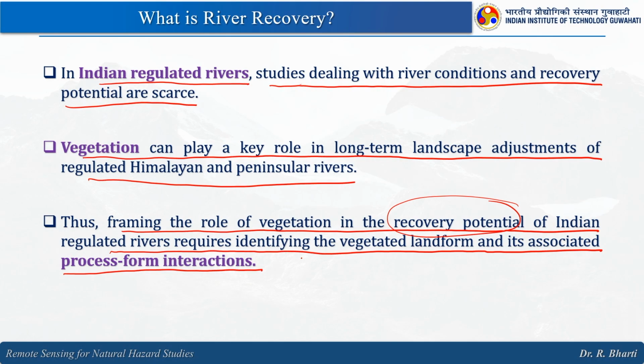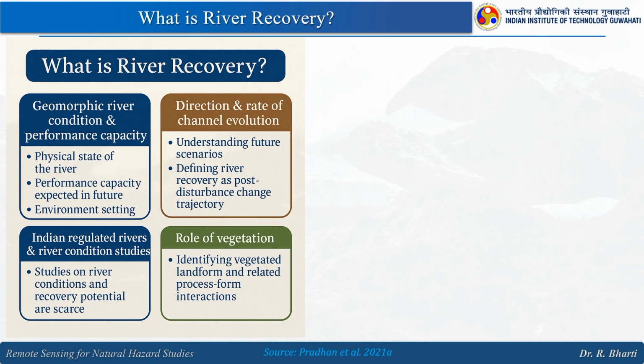For the Indian scenario, to establish the river recovery concept, we need to have this process form interaction knowledge, right. So, what is this process form interaction? The geomorphological processes, the discharge, the sediment, all these should be known for a particular river, and then only will we be able to talk about the river health or the river recovery. So, let us understand this river recovery in these 4 components.